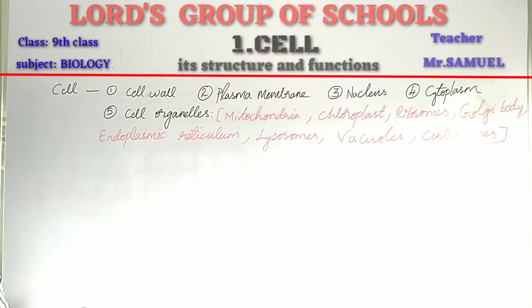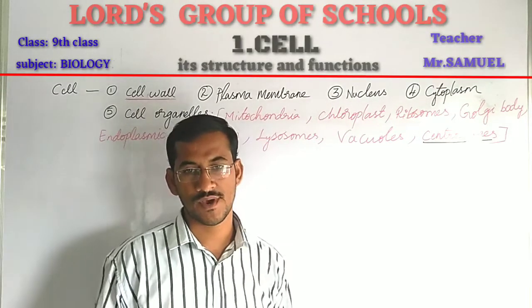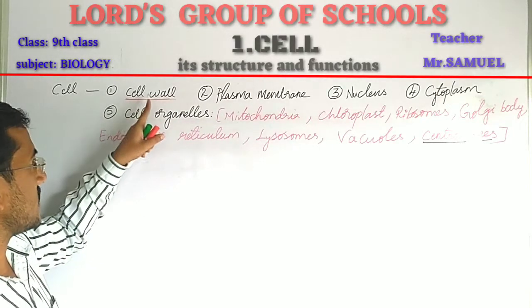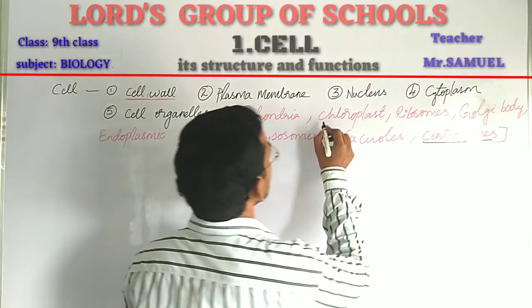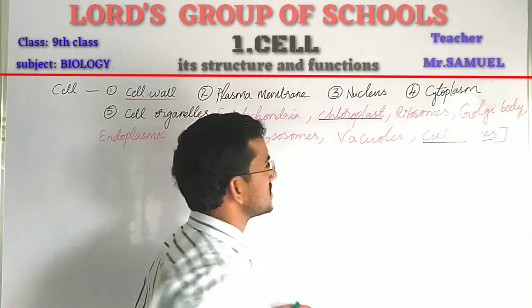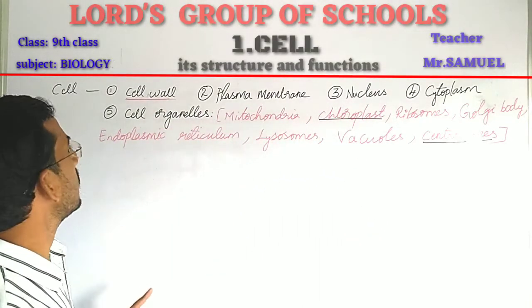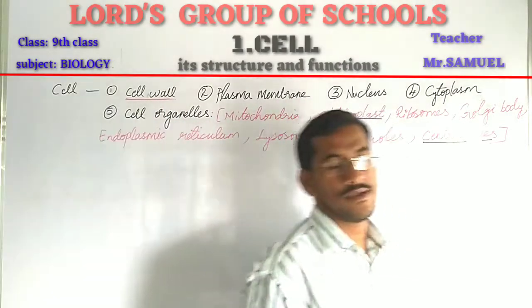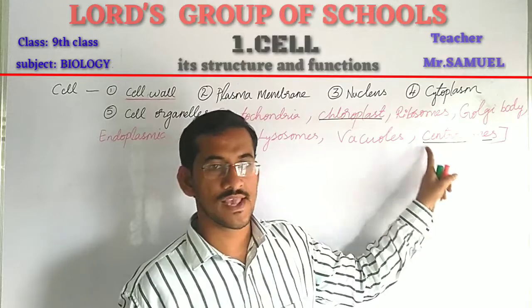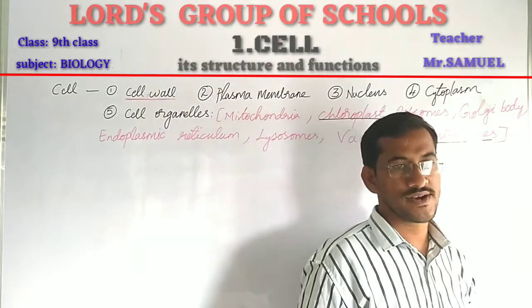Very important note we should remember: cell wall is present only in plant cell. Plastids are present in plant cell. These two are absent in animal cells. And centrosome is present in animal cell. It is absent in plant cells.